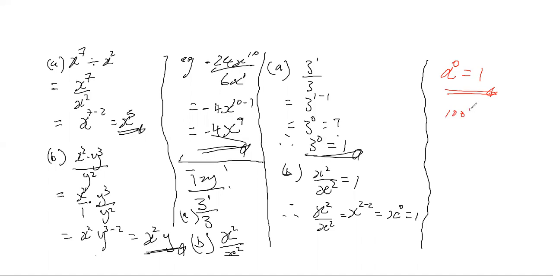You can try and play with this in your calculator. 100 to the exponent 0 is 1. 5,000 to the exponent 0 is still 1.